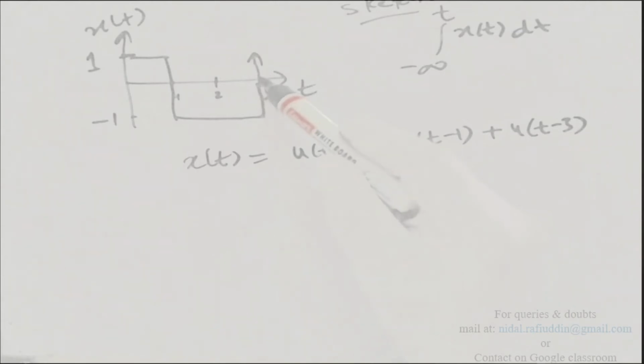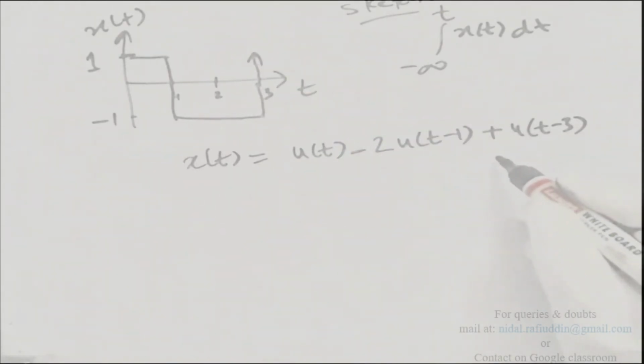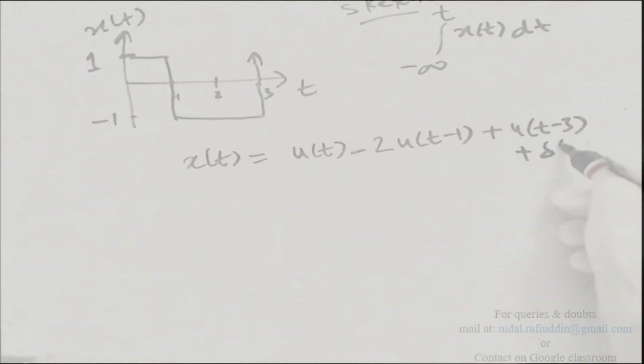Beyond t equal to 3 to infinity, the magnitude will be 0, but at the moment when t is equal to 3, we have an impulse of magnitude 1, which means that we have to add another signal that exists at t equal to 3 having an impulse. So this is delta(t - 3). Since the magnitude of this impulse is 1, we have taken this simply as delta(t - 3) and have not multiplied any constant with it. So this is the required mathematical expression.